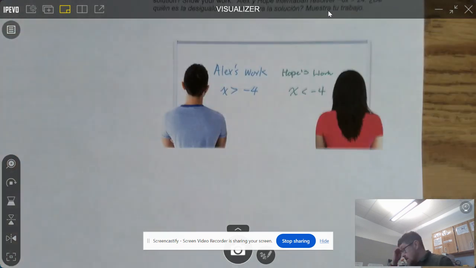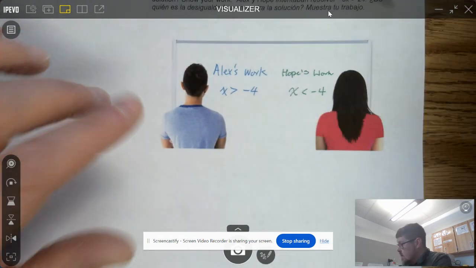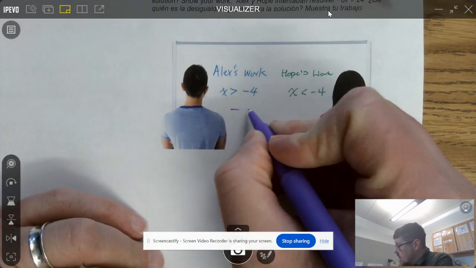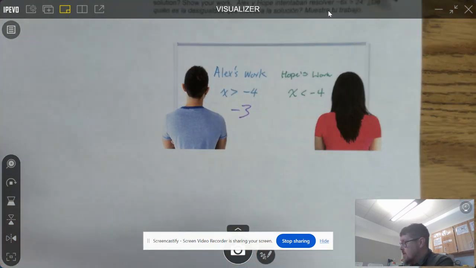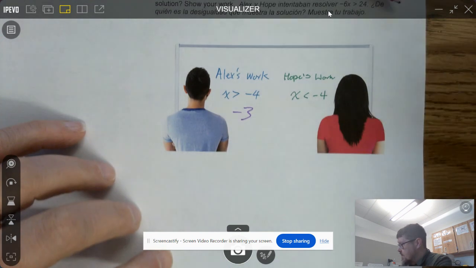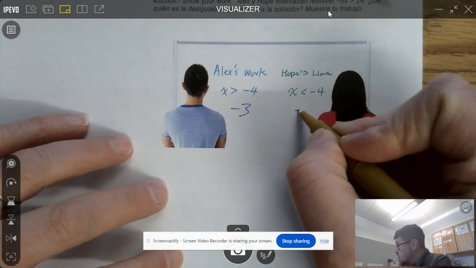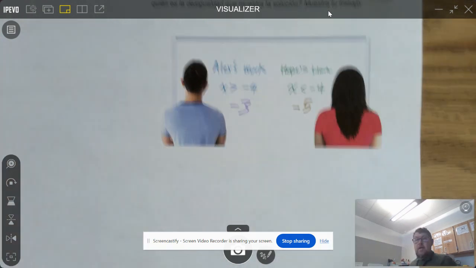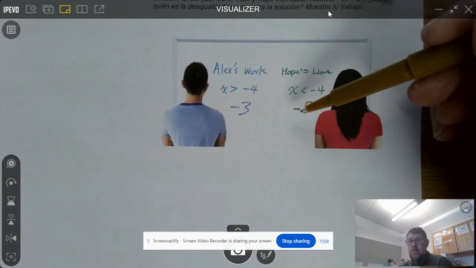Before we actually get started, let's pick a number that's greater than negative 4 for Alex. Let me do this in a more similar color for Alex. Greater than negative 4 is going to be like negative 3, for instance. But if we take a look at Hope's work, a number that's less than negative 4, we'll just choose negative 5. Technically it's every number that's less than this, but this is just one example of a possible answer.